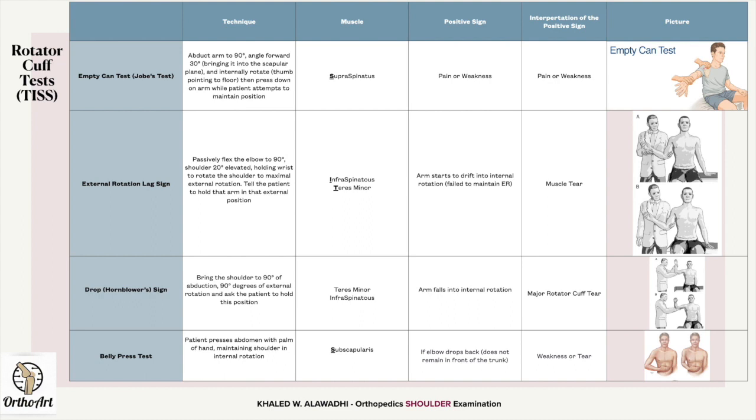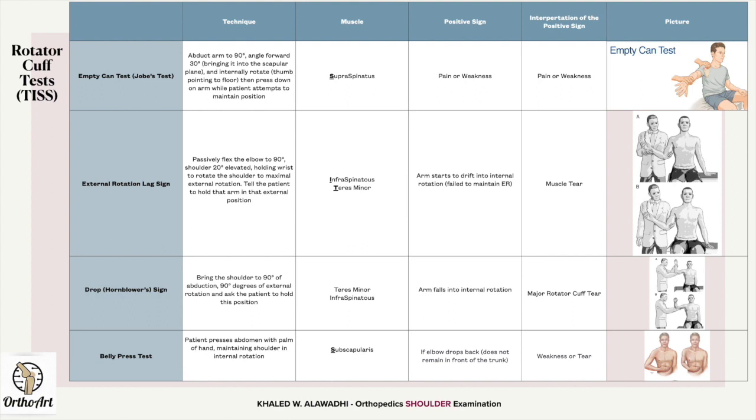Start with the empty can test. From its name, you're trying to empty a can. So abduct the arm to 90 degrees, angle forward 30 degrees, bringing it into the scapular plane. You have to make sure of that step. Then internally rotate so the thumb points to the floor, then press on the arm while the patient attempts to maintain position. So you examine the supraspinatus muscle. A positive sign indicates there is pain or weakness at that area.